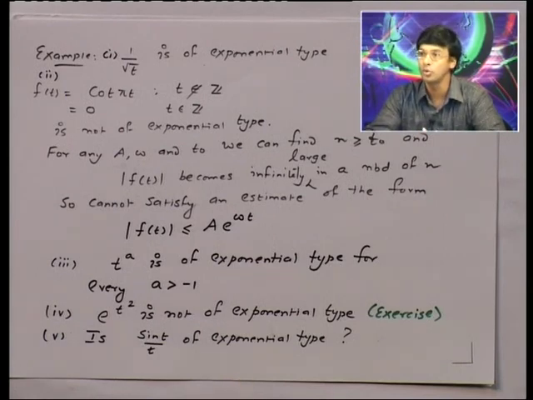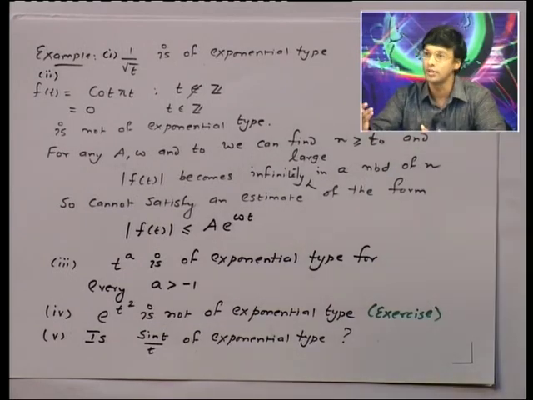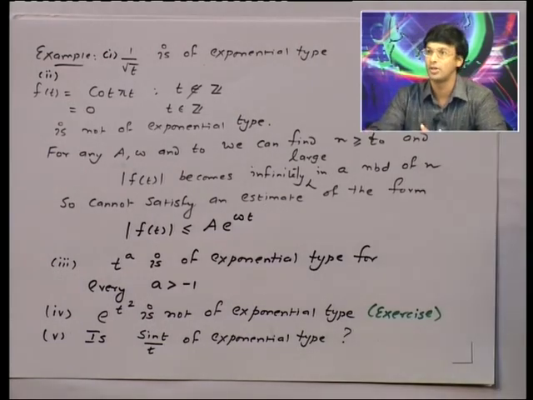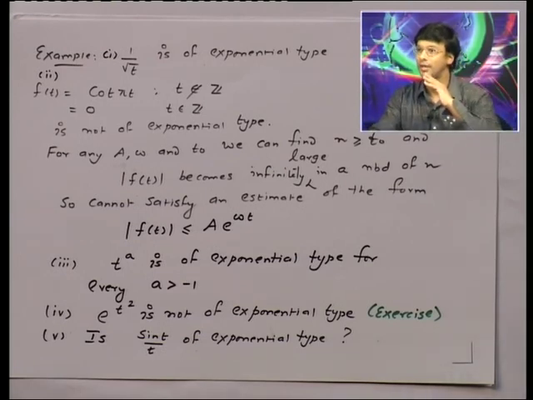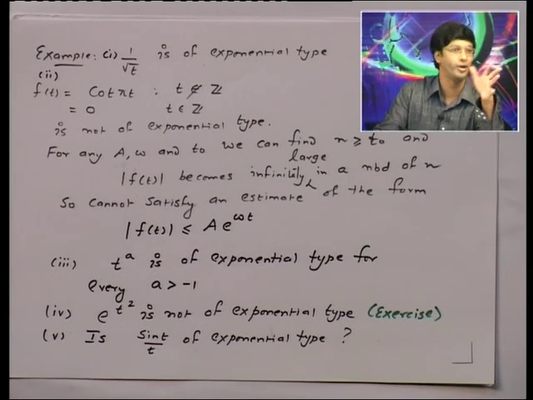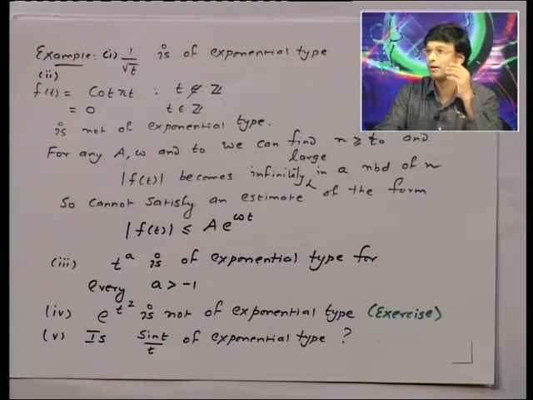Exponential type allows you exponential growth, the function can become infinite. E to the power t is of exponential type, e to the power 2t is of exponential type, sin t into e to the power t is of exponential type. The function can grow at infinity, but the growth should not be faster than an exponential function. That is what it is. It should not be super exponential like e to the power t squared, e to the power t cube, etc.